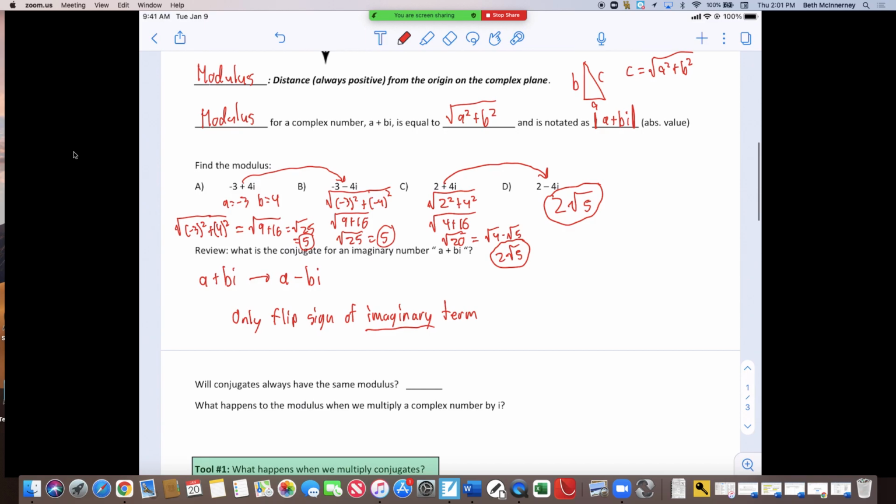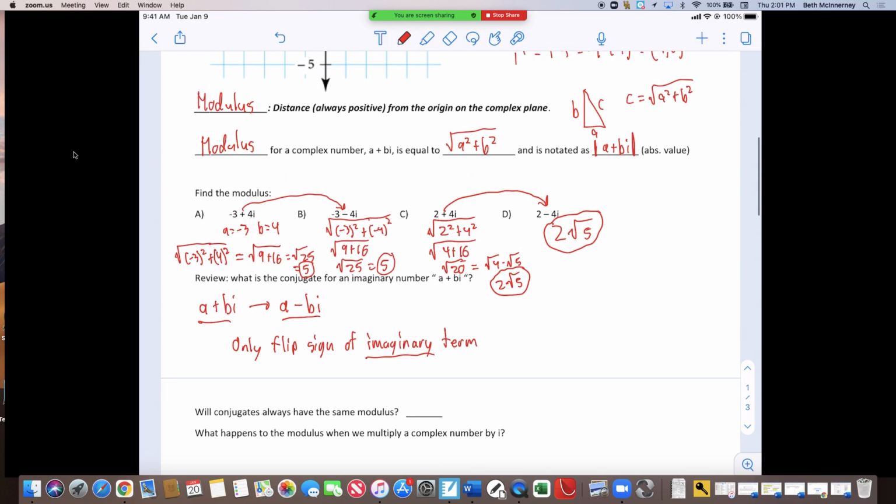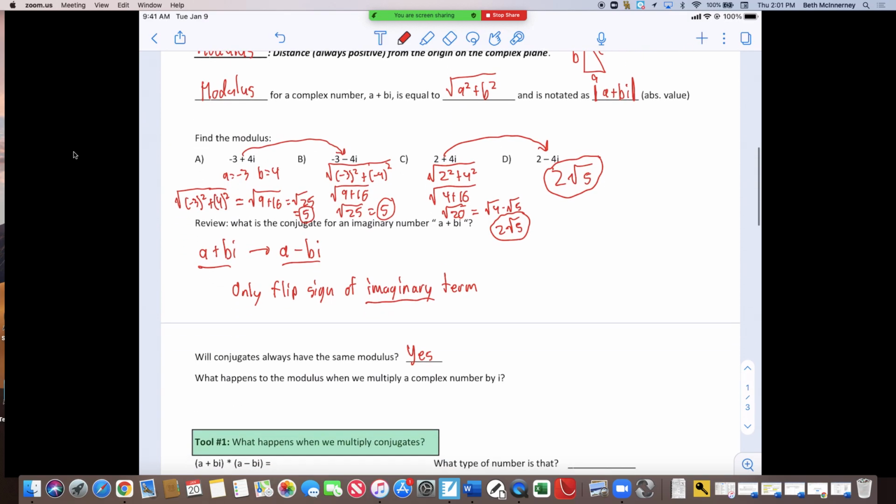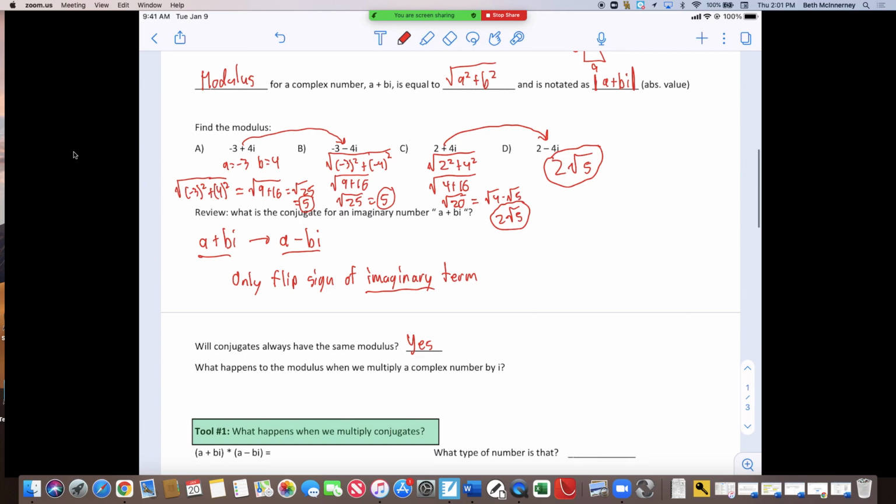So a and b, what's the difference between this one and this one? Yeah, we're flipping the sign of the b, but what did we just talk about up here about the sign? Same distance, right? Which is that modulus term that we're talking about. And so conjugates will always have the same modulus, because those a and b terms, even though the sign flips for the b, are going to have the same value once we square them, okay? This modulus isn't referencing positive or negative.